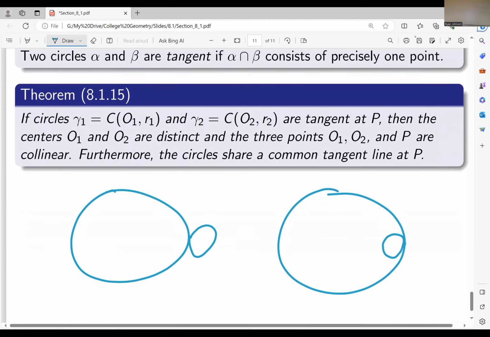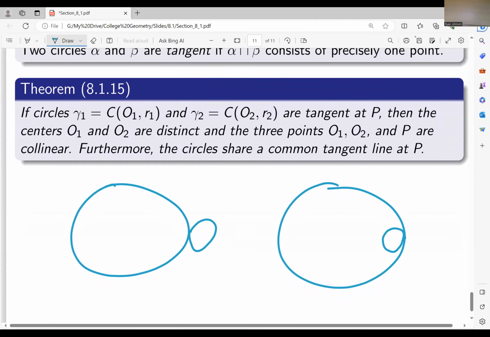So our theorem 8.15: if circles gamma 1 and gamma 2 are tangent at P, then the centers O1 and O2 are distinct, and the 3 points O1, O2, and P are collinear. Furthermore, the circles share a common tangent line at P. Okay, well, so it's got to work for both cases.